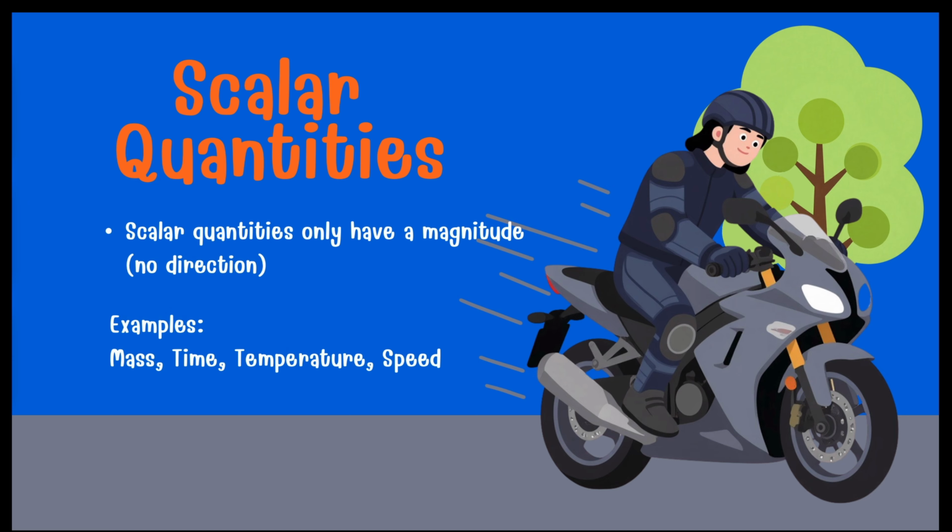Temperature is another scalar quantity. If a room has a temperature of 22 degrees Celsius, this tells us how hot or cold the room is. Again, no direction is needed.